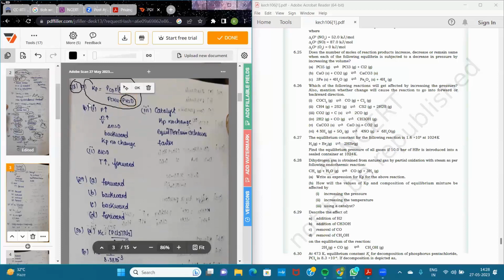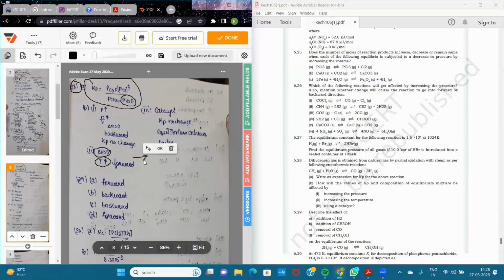How will the values of Kp and composition of equilibrium mixture be affected? Always remember that Kp is only affected because of temperature. It has no effect if we change the pressure, if we change the concentration, if we change any other conditions, moles or something like that, it doesn't change. Le Chatelier's principle states that in order to keep the equilibrium constant fixed, the reaction either proceeds in the forward direction or in the backward direction. Finally, the conclusion is that the equilibrium constant will never change, except that if we change the temperature, the equilibrium constant will change.